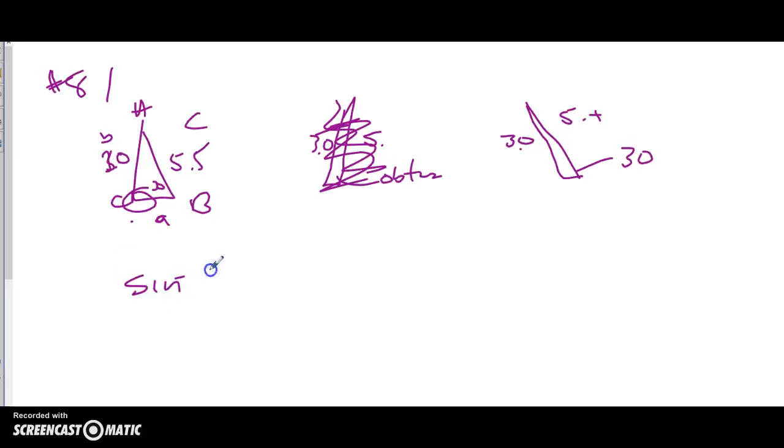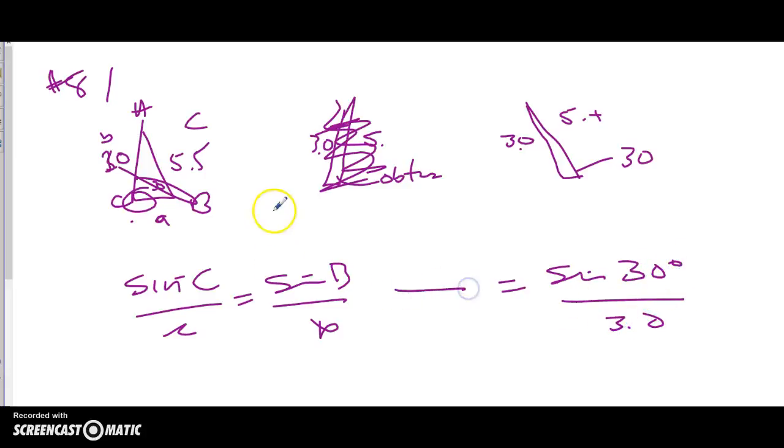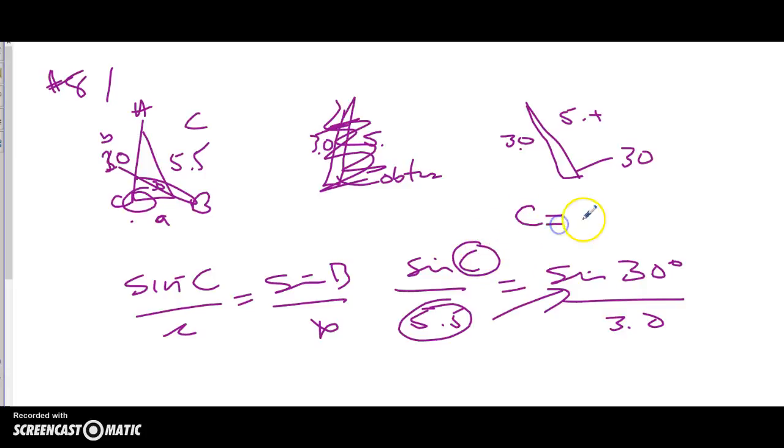This is just sine C over little c is equal to sine B over little b. I have my pair here, so that becomes sine 30 degrees over 3.0 is equal to, and here I have my side length of 5.5. I don't know what big C is. So again, if I set this up properly, I just move one thing, and that's the 5.5 over here. So I go sine 30 times 5.5 divided by 3.0 or 3, and use the second function, the inverse sine button, to get the C value. C in this case is 66 degrees, I would think.